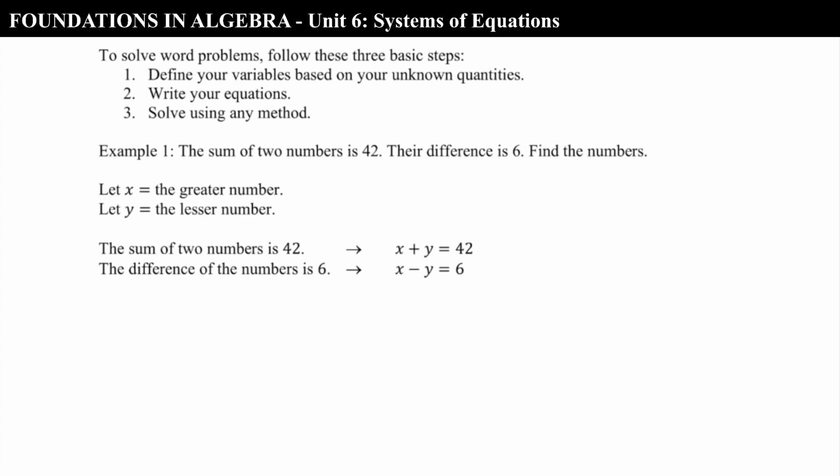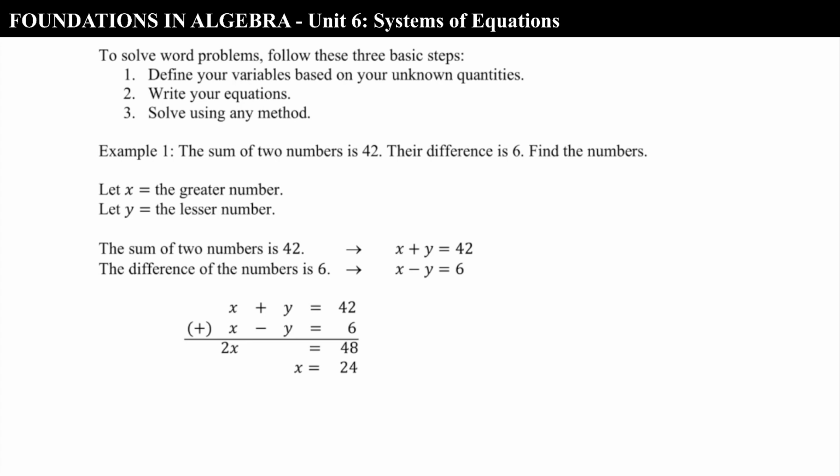Now that we have our two equations with our 2 unknowns, we are going to solve this system. Since we have a positive y and a negative y, I think elimination may be our best method. So let's stack our equations, and let's add the 2 equations together. When we do this, we eliminate the y's. x plus x gives us 2x. 42 plus 6 gives us 48. Divide each side by 2, and you get x equals 24.